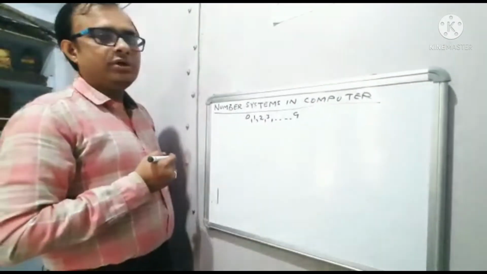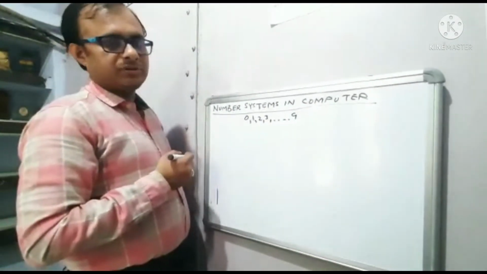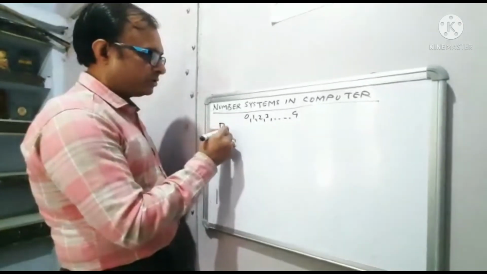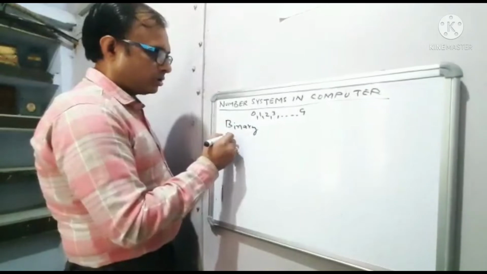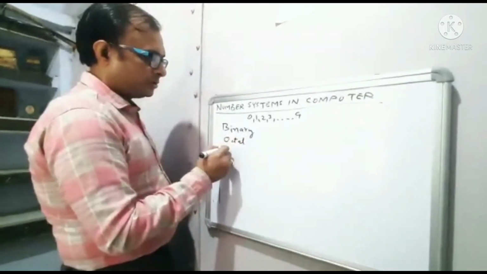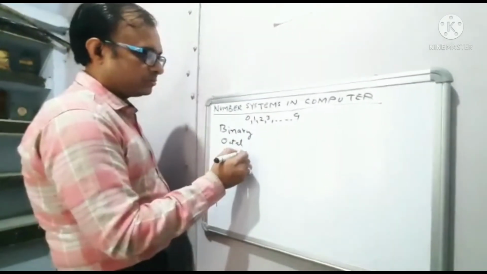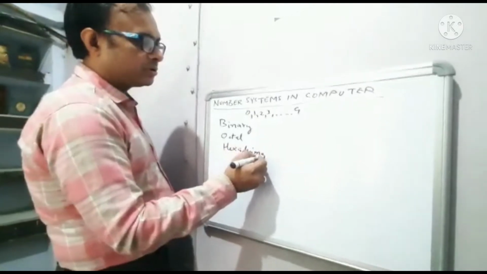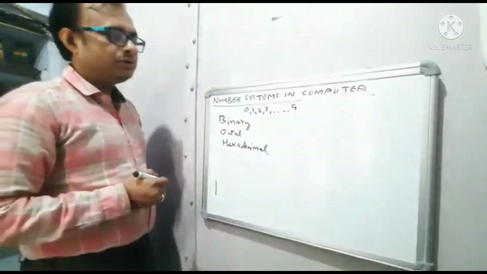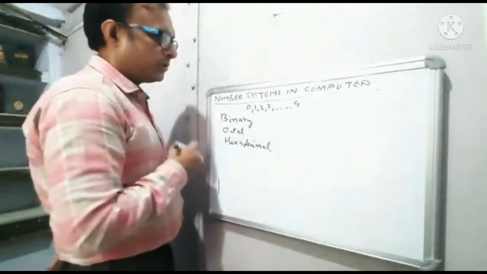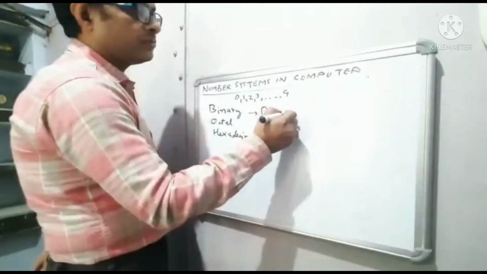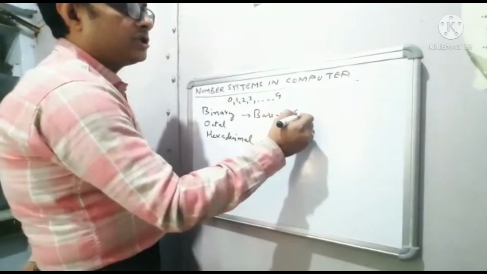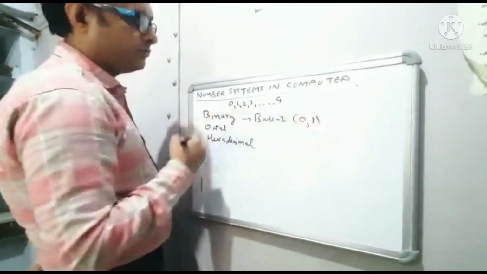But in computers, we use other types of systems like the binary number system, the octal number system and the hexadecimal number system. These are the number systems that are most popularly used in computers. What is the binary number system? The binary number system is a base 2 system. Base 2 means it contains two binary digits only, 0 and 1.